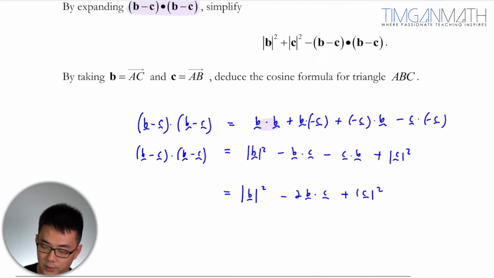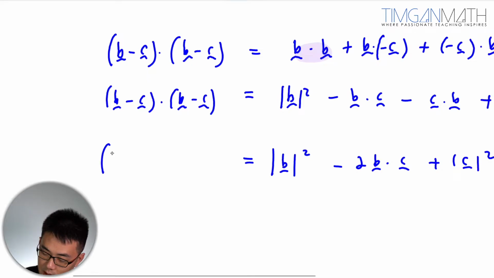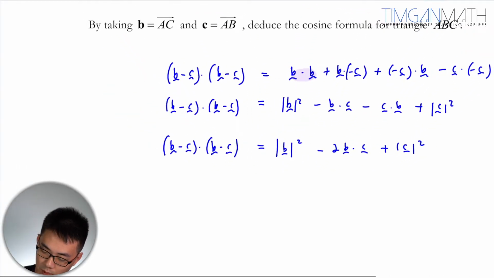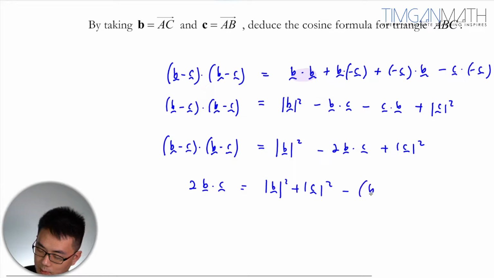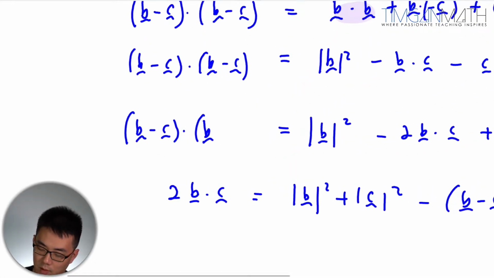Then we just need to rearrange, because what we need now is to simplify this expression here. So this expression has got mod b squared plus mod c squared and minus of this one on the right, which is just b minus c dot b minus c. Let me just rearrange them: it equals mod b squared plus mod c squared minus (b minus c) dot with (b minus c). Okay, I think that is pretty okay, this question here.